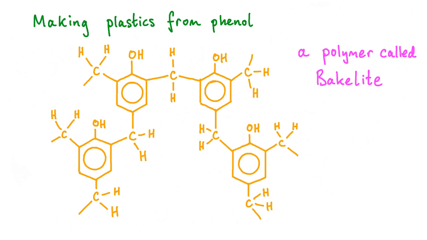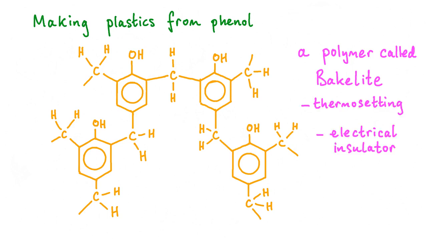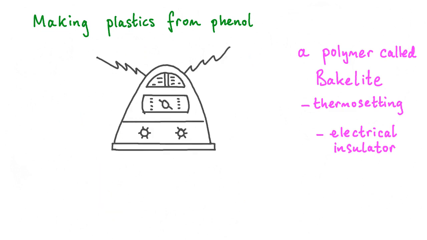The polymer formed is known as bakelite. Bakelite contains a three-dimensional cross-linked network of aromatic rings based upon phenol. Bakelite can be moulded, but it sets upon heating, so it's described as a thermosetting plastic. As bakelite is an electrical insulator, it was used widely in electrical equipment cases such as radios and light fittings.